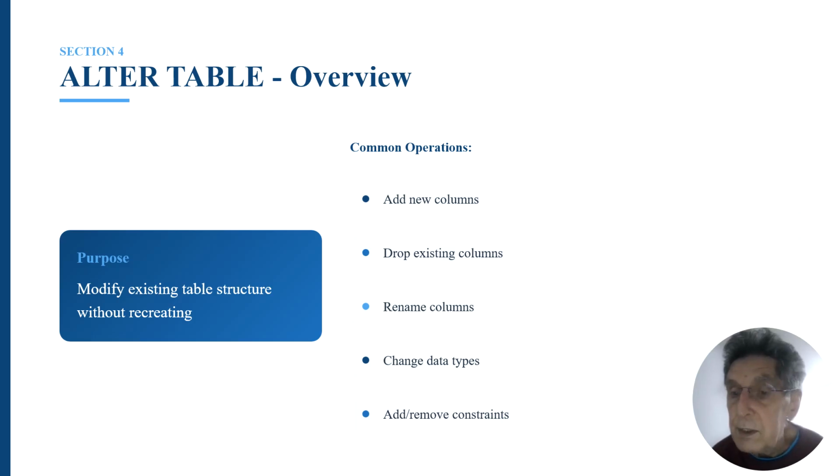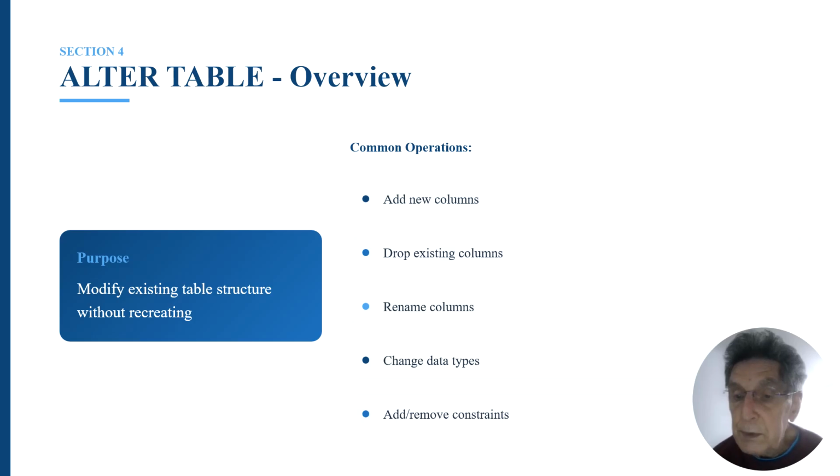Common operations include adding new columns for new data requirements, like emergency contact or preferred language or religious affiliation. Dropping existing columns we can do to remove deprecated or unused fields. Renaming columns to clarify names without breaking external queries. Sometimes we change data types to expand capacity, like varchar 20 up to varchar 50, and adding or removing constraints to tighten or loosen rules.